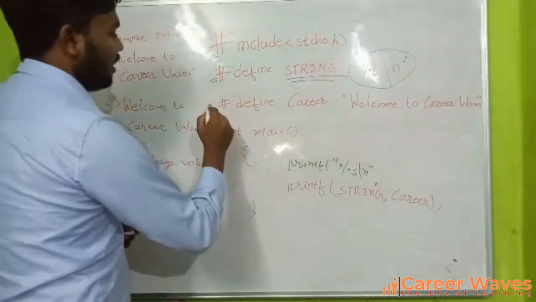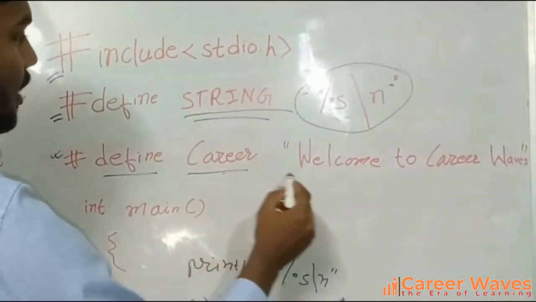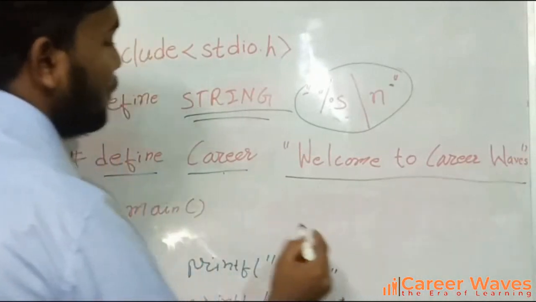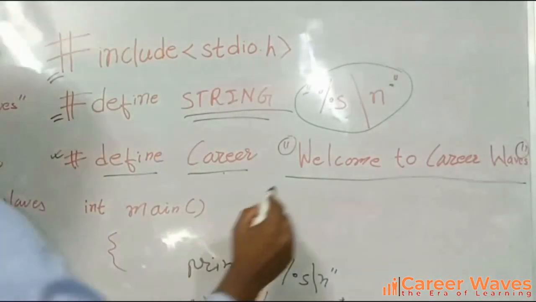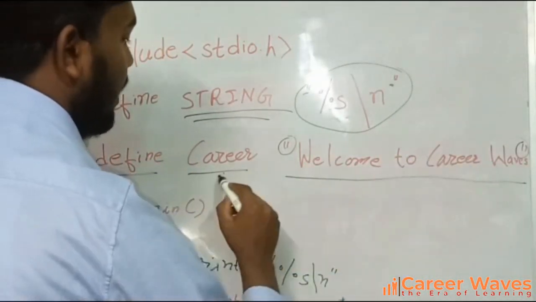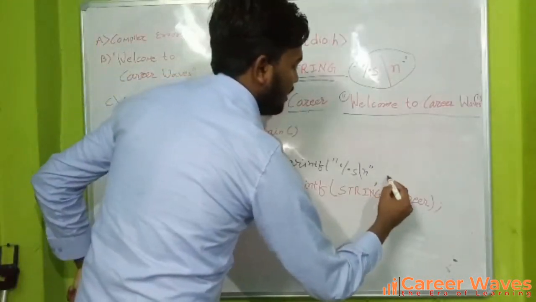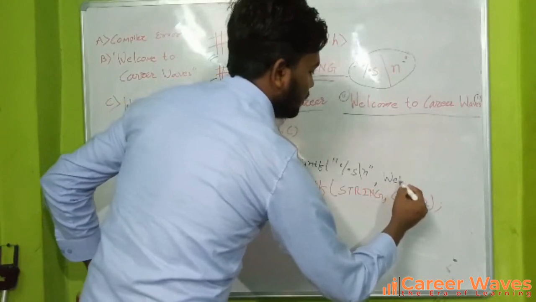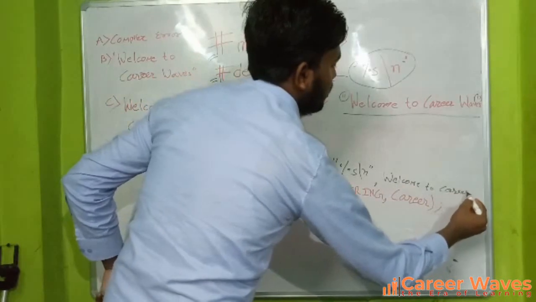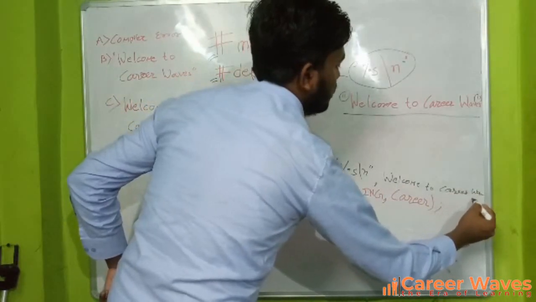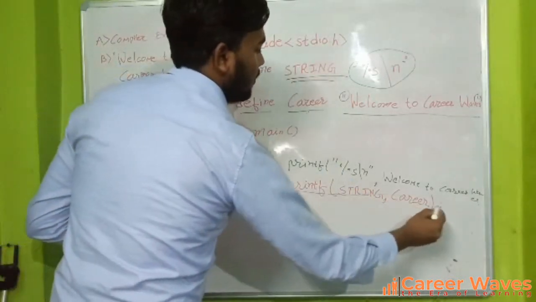Now let us read the other line. The preprocessor will read #define carrier. Wherever carrier is written, that will be replaced with this line. Again, these double quotes signify that it is a character sequence, that is, carrier will be replaced with this line. So let us resolve this. Here we can write this as welcome to carrier waves. So waves will be there, and this line will be replaced with that line.